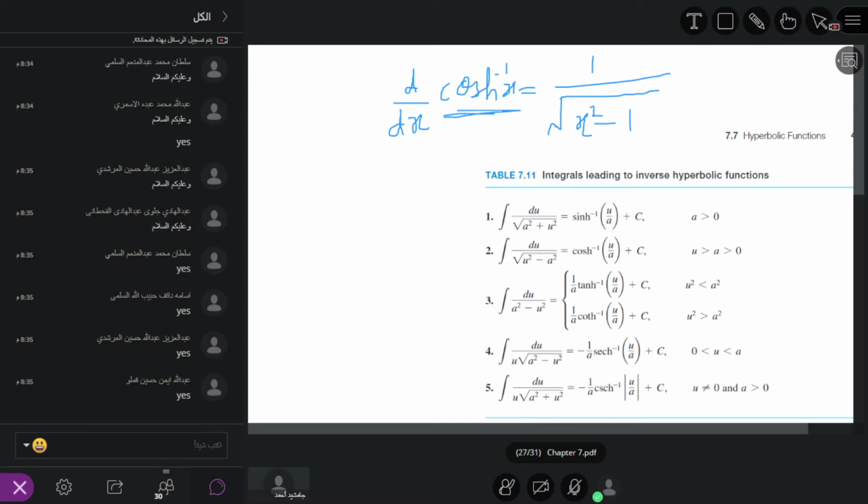So in the last class, we also discussed the derivative of tan hyperbolic inverse x and the derivative of cotangent hyperbolic inverse. So here in the last class, we discussed d over dx of tan hyperbolic inverse x.